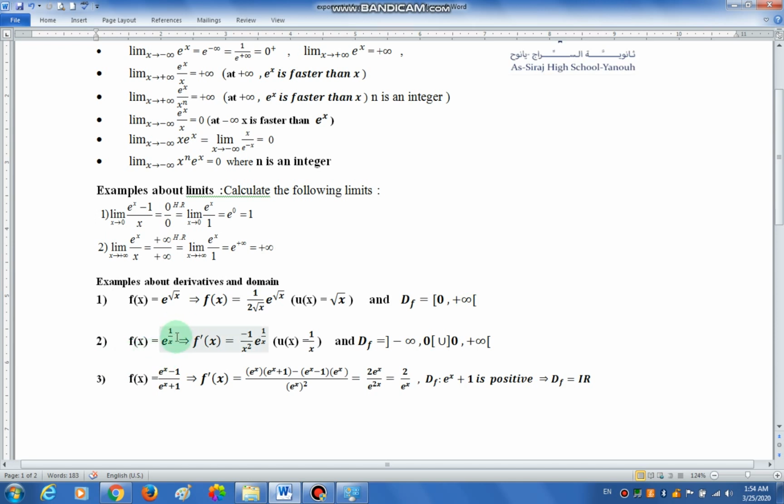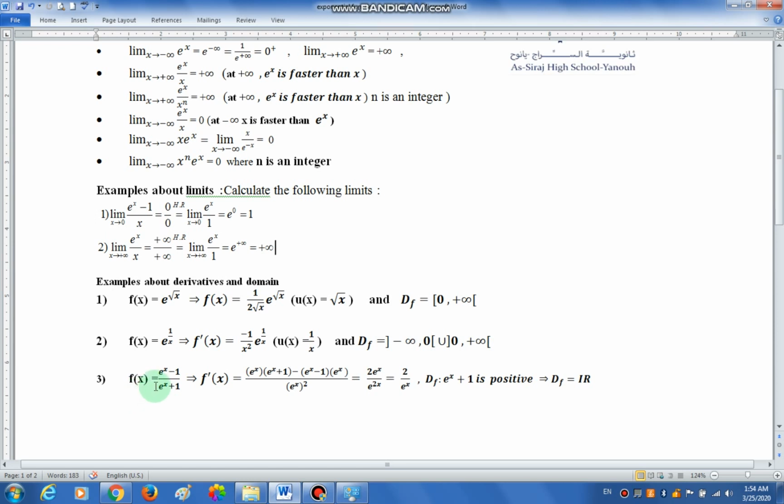f(x) equals e power 1 over x. F prime is u prime times e power u. U prime is what? It is the derivative of 1 over x, which is minus 1 over x squared, times e power u. And the domain of this function is what? It is the same as the domain of u. Domain of u, x not 0. Not 0, so 0 is excluded. So it's from minus infinity to 0 and then from 0 to plus infinity.